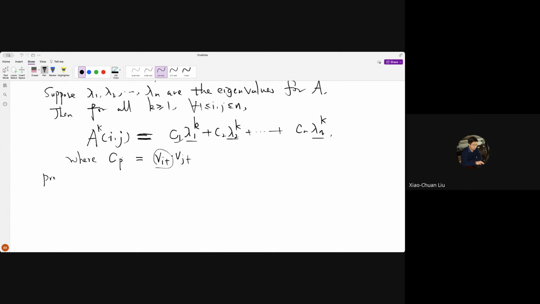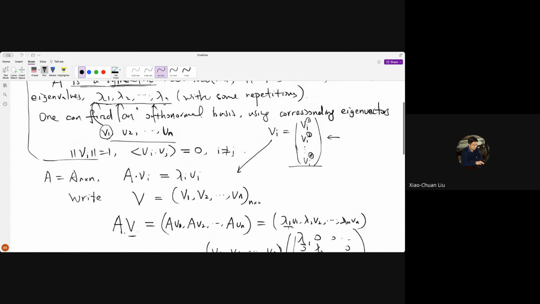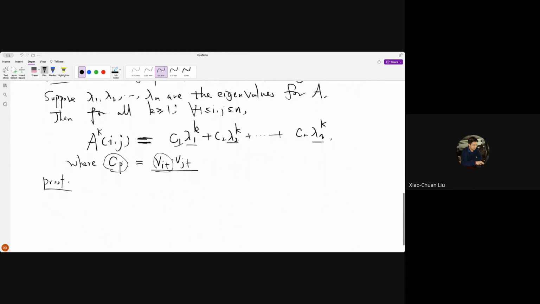Let's try to prove this. Each coefficient is decided by the vectors I wrote here, the orthonormal vectors corresponding to these eigenvalues. So let's finish the proof, and then come back to see what these things mean.